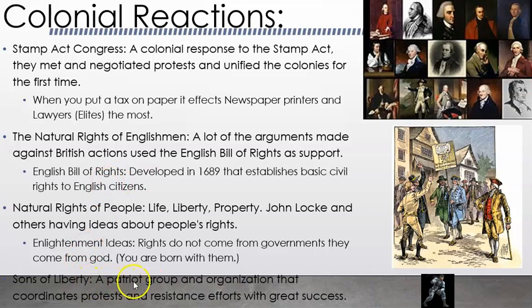The Sons of Liberty, a patriot group, an organization that coordinates protests and resistance efforts with great success. We will get more into what they did and how they acted and who they were, and we'll talk more about them a little later on, but just keep them in mind, get them down already, because tomorrow we're going to go full swing. We're going to talk about them. They're a group. One of the biggest things they did is the Boston Tea Party. They were straight up the ones who did that.